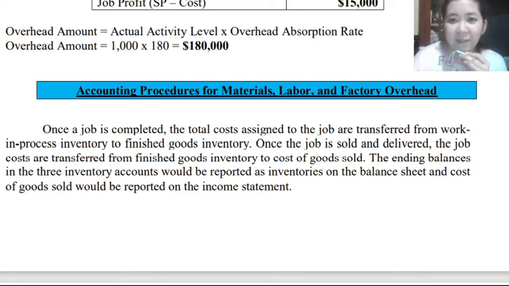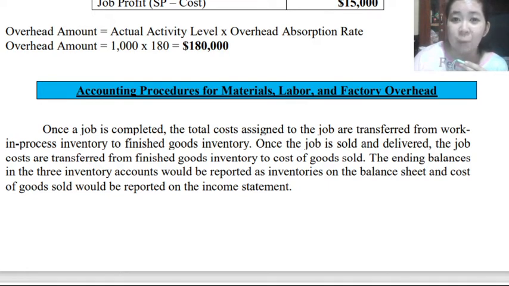Okay, so this next video lecture is still the continuation of our Module 5 entitled Job Order Costing. So we will continue our discussion with accounting procedures for our materials, labor, and factory overhead. So once our job is completed, the total cost assigned to the job order will be transferred from our work in process inventory to finished goods inventory.